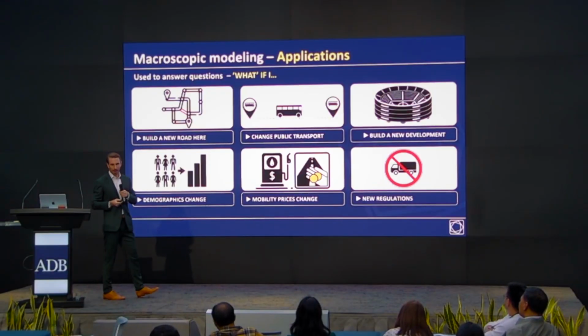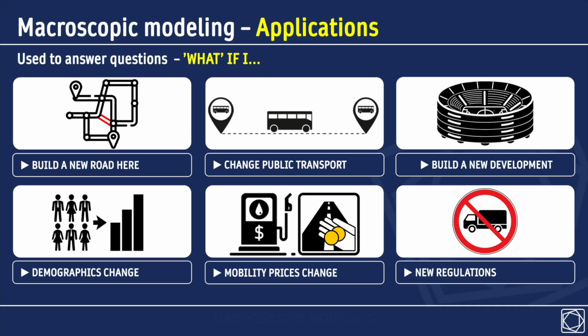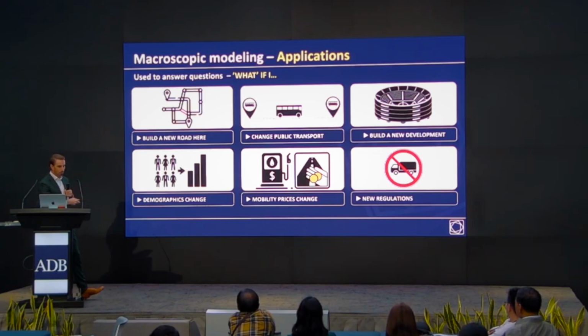and your macroscopic model, your large-scale model that is used to answer what-if questions. What if I build a new road here? What if I make a change to my public transport? Say you change the route or you change the schedule. What if I create a new development? If you introduce a new stadium or a new mall, what impact will that have on the wider transport network?